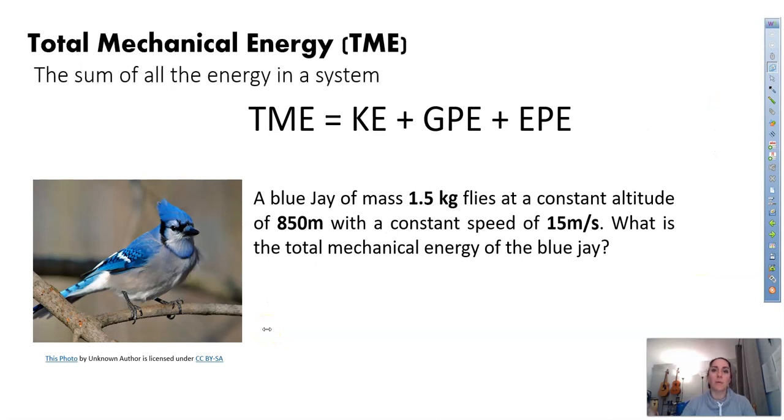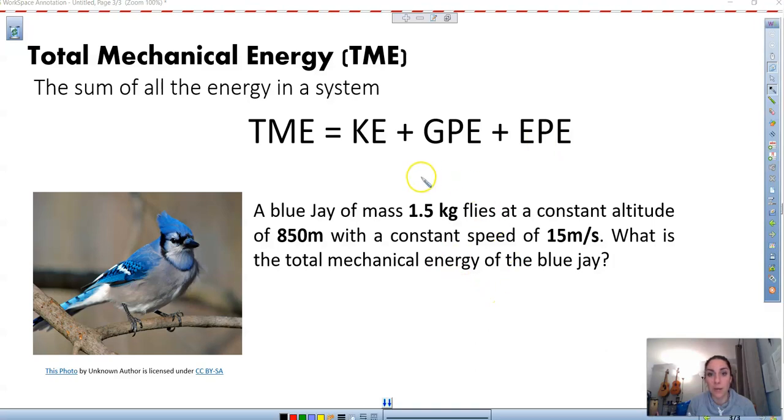So total mechanical energy is the sum of all the energies in the system. Written as such, total mechanical energy, TME, is kinetic plus gravitational plus elastic. I hope you know that most of the time, you're not going to have all three forms of energy. Maybe you just have one form or two, and that's okay. So let's take a look at this case. We have a blue jay right here, and we want to find its total mechanical energy, TME. Actually, I'm going to switch this to the thicker pen. I think I like that better.